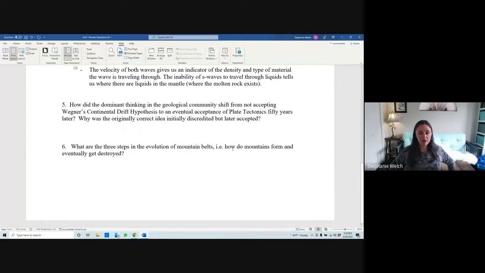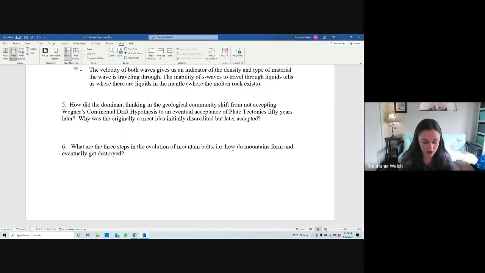Question 5: How did the dominant thinking in the geological community shift from not accepting Wegener's continental drift hypothesis to an eventual acceptance of plate tectonics 50 years later? Why was the originally correct idea initially discredited but later accepted?